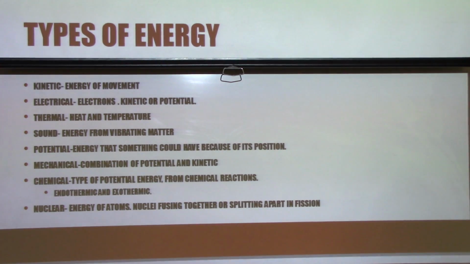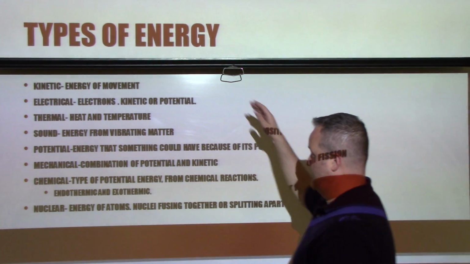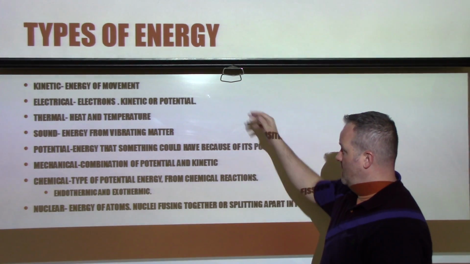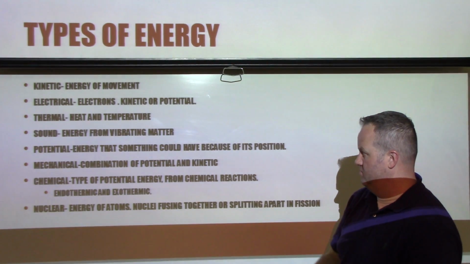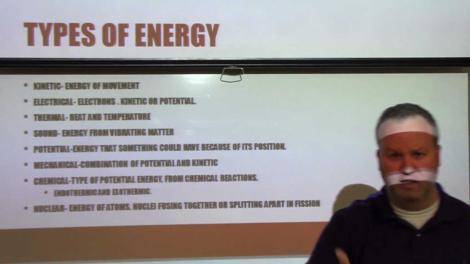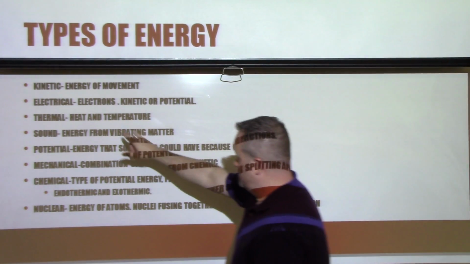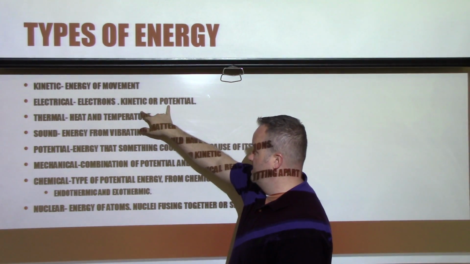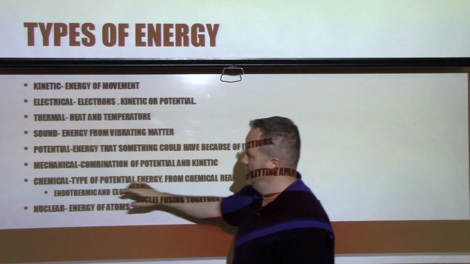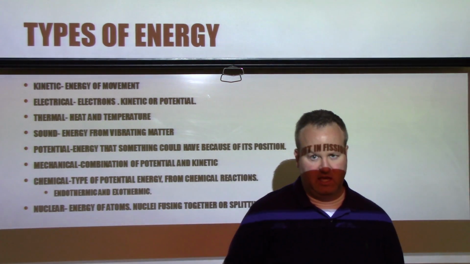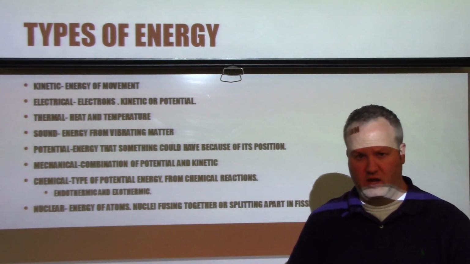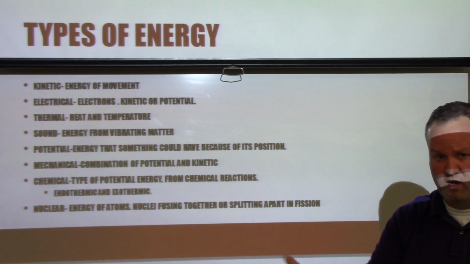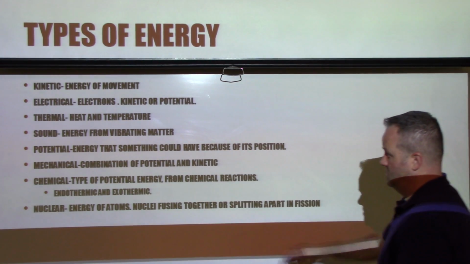So we have a lot of different types of energy. We have kinetic energy, which is the energy of movement. Electrical energy, which is basically generated by electrons. Many of you have electronic devices that are operated by electricity. Electrical energy is going to be either kinetic or potential, or sometimes a combination of both. We have thermal energy, which relates to heat and temperature. We have sound energy, which is the energy from vibrating matter. If there's a musical instrument you know how to play, no matter what instrument it is, in some way it's going to vibrate to make that sound.